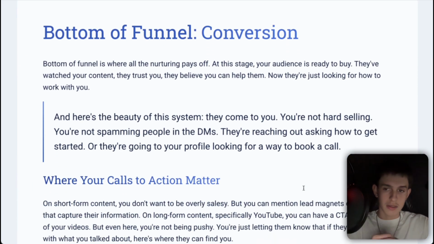Bottom of the funnel is the conversion stage. This is where all your nurturing pays off. At this stage, your audience is already ready to buy from you. They've watched your content, they trust you, and they believe that you can help them. Now they're just looking for how to work with you.